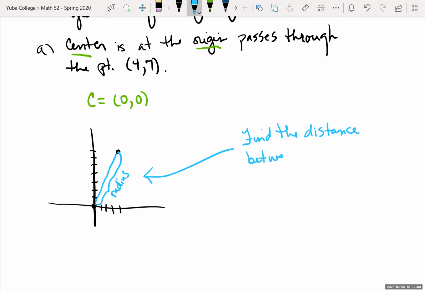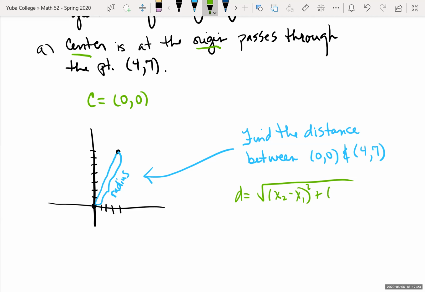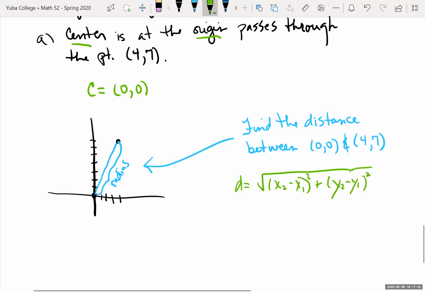So we need to find the distance between the center of the circle, (0, 0), and a point that is on the circle, (4, 7). So recall the distance formula is equal to the square root of the change in your x values, x2 minus x1, quantity squared, plus the change in your y values, y2 minus y1, quantity squared. So just plugging in those numbers.